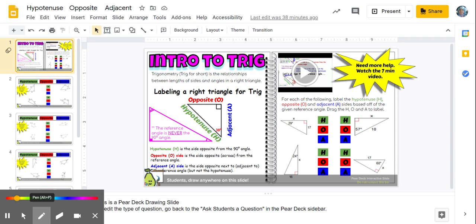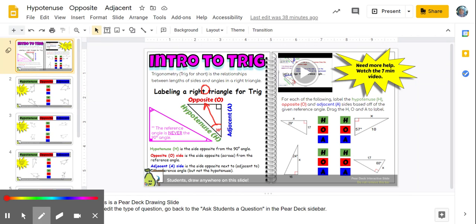Angle. So what I'd like for you to do is, in Pear Deck, draw that angle arc, draw an arrow over to opposite. And I'd love it if you color coded it in red. So pretend you're standing on that reference angle, that 38, you're shining a flashlight or you're looking straight across to the other side of the triangle. That's the opposite. We label that with an O.